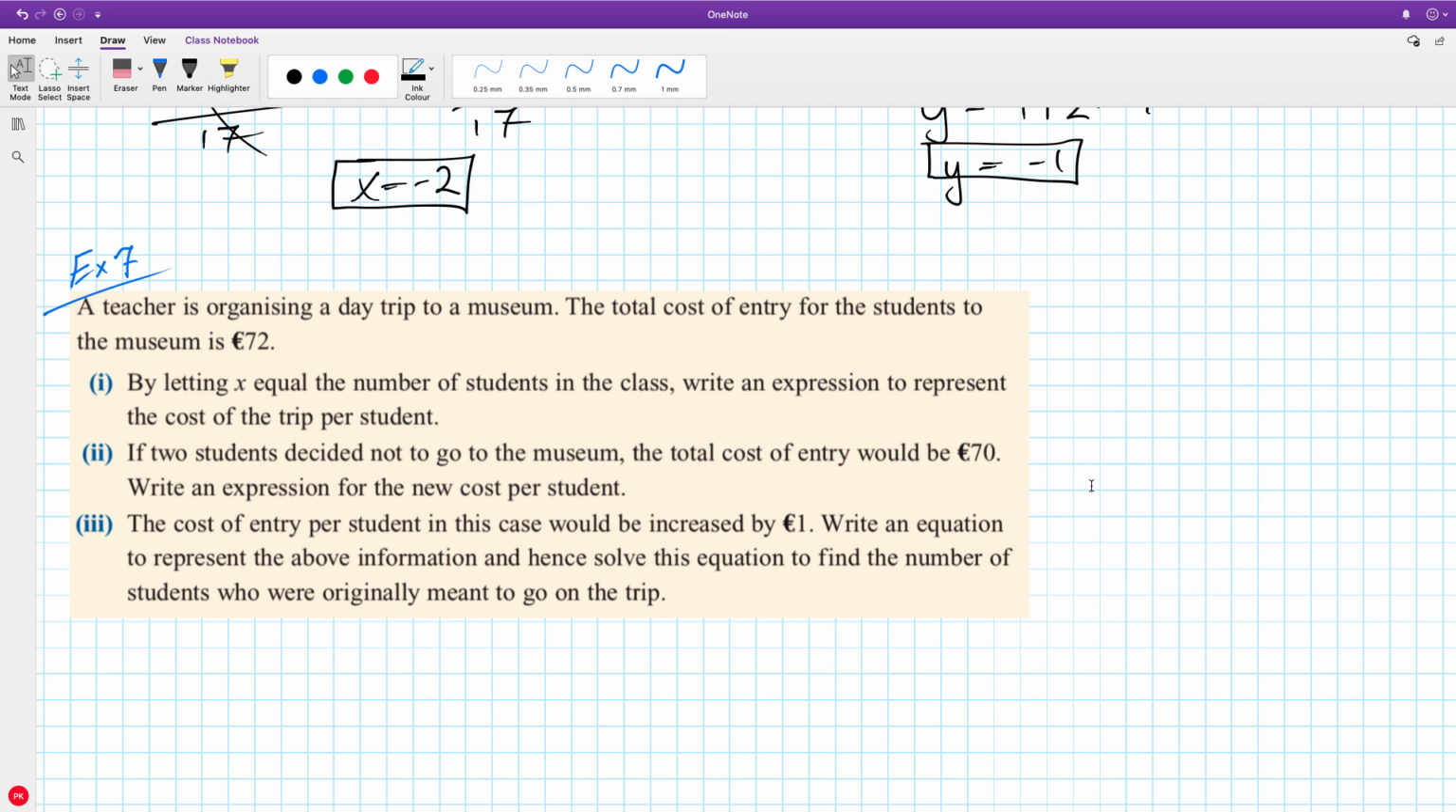By letting x equal the number of students in the class, write the expression to represent the cost of the trip per student. If 2 students decide not to go to the cuisine, the total cost of entry will be €70. Write the expression for the new cost per student. Right. The first bit. What am I going to do for the first bit? Add up.